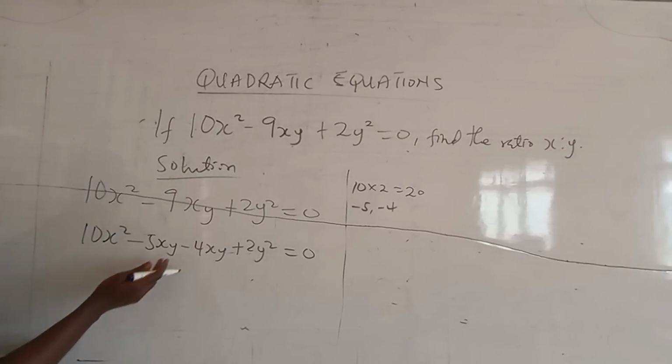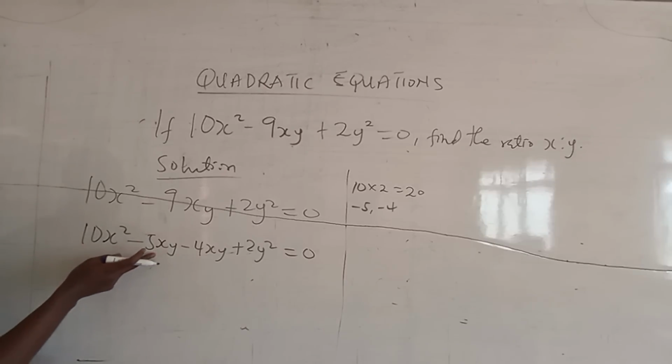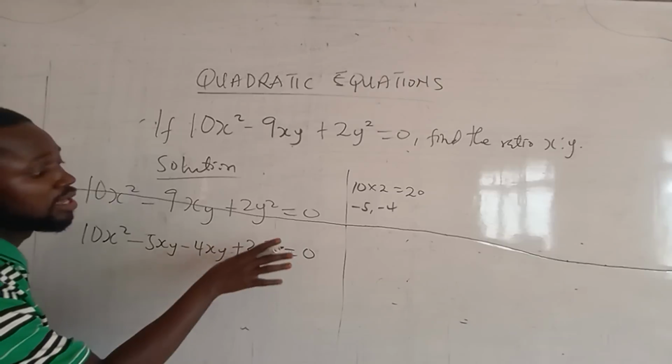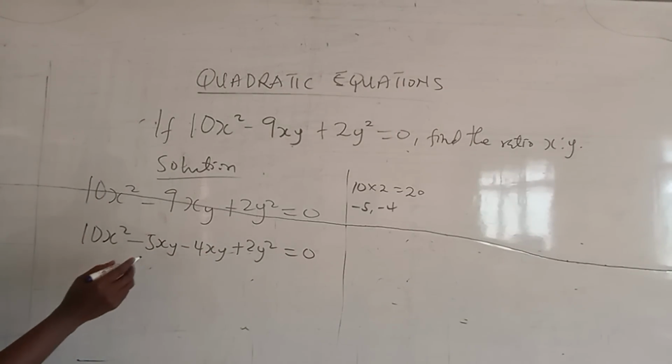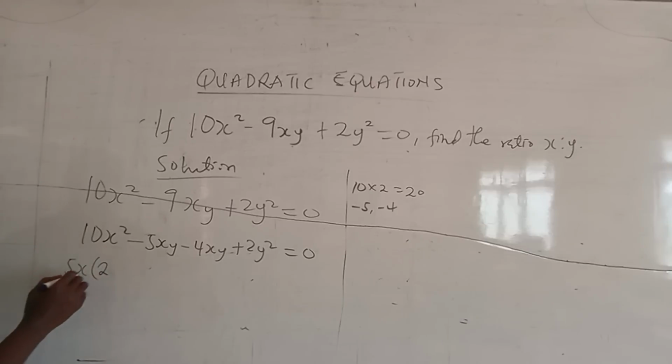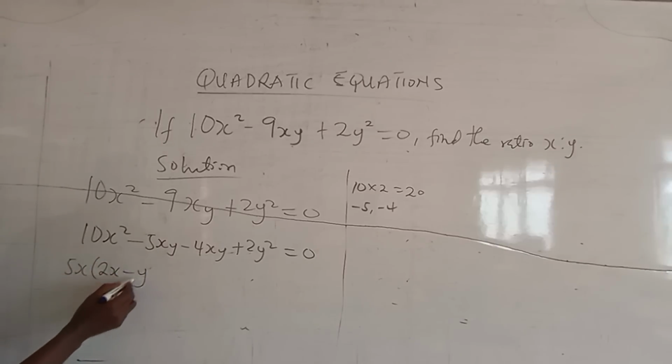So this is what we have. Then we bring out the highest common factors of 10x squared minus 5xy and then minus 4xy plus 2y squared. So for 10x squared minus 5xy, what is the highest common factor? We have 5x. Okay, then 5 goes into 10 two times, and x goes into x squared x. Minus 5 goes into minus 5 how many times? 1, and then x goes into xy, leaving y. So 2x minus y. That is what we have here.